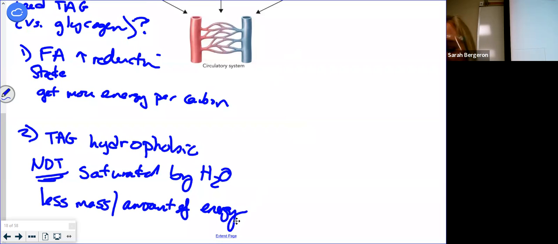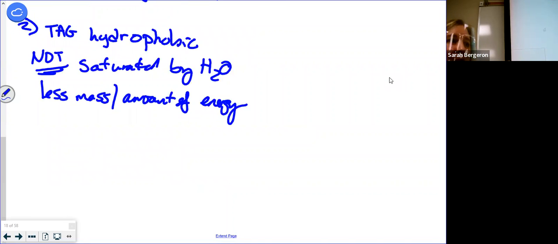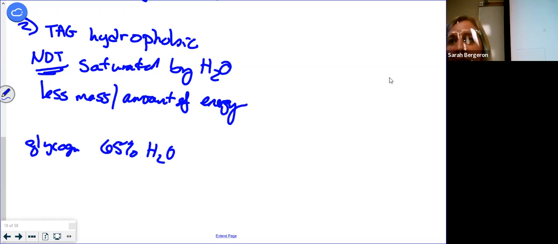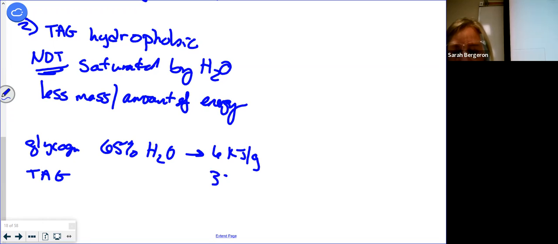Have you ever heard that when you lose weight, you lose water weight? What is that water weight? That water weight is the water that's associated with glycogen. Glycogen is like 65% water, right? Because it's soluble, it's covered in water. So you're not going to get very much energy out of this. You get about 6 kilojoules per gram. But triacylglycerols, because they're not saturated in water, you're actually going to get 38 kilojoules per gram.